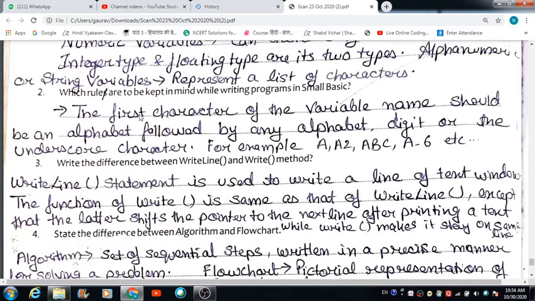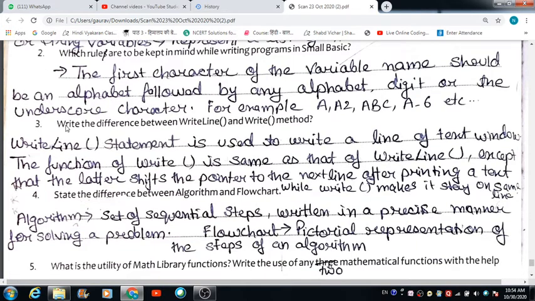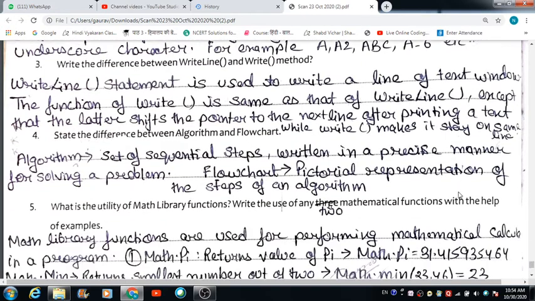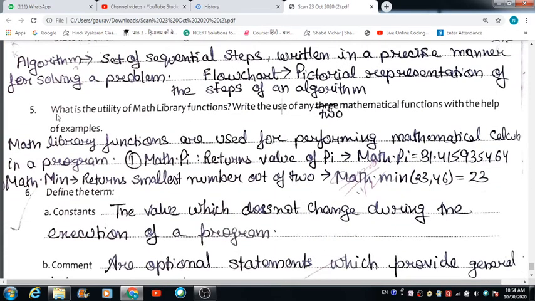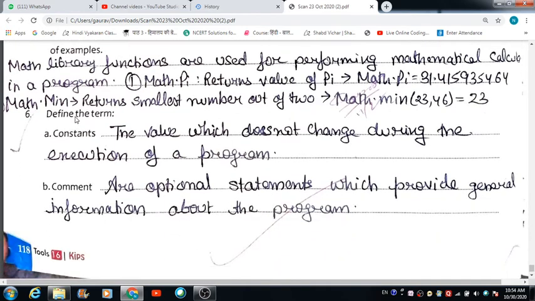This is the answer for this question number 2. This is for question number 3. This is for question number 4. This is for question number 5. And this one is the answer of question number 6.